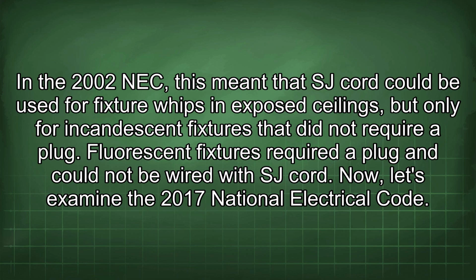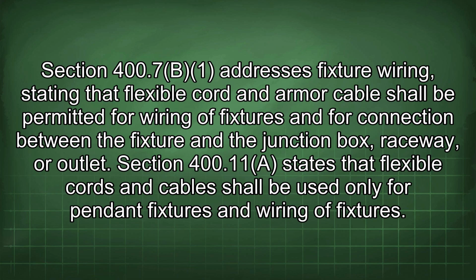Now let's examine the 2017 National Electrical Code. Section 400.7(B) addresses fixture wiring, stating that flexible cord and armor cable shall be permitted for wiring of fixtures and for connection between the fixture and the junction box, raceway, or outlet. Section 400.11 states that flexible cords and cables shall be used only for pendant fixtures and wiring of fixtures.